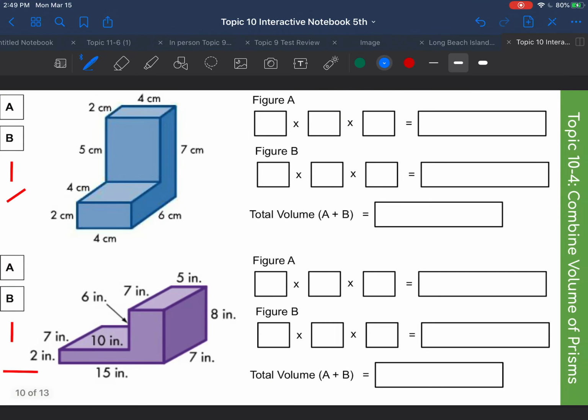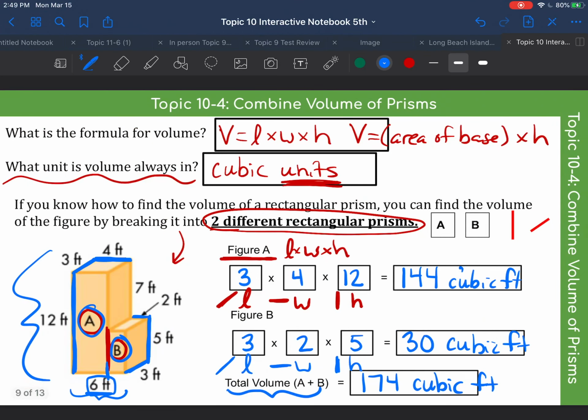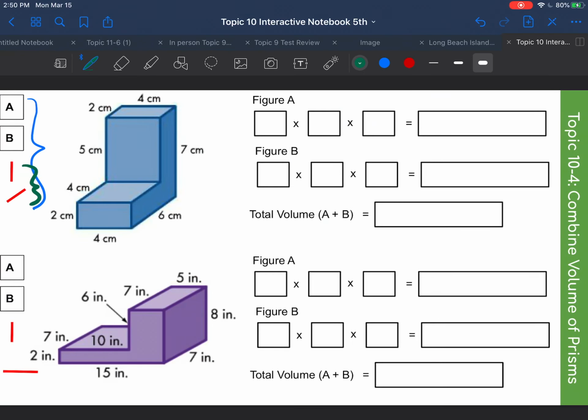So let's look at another example. Now, right here on the side, I have letters and I have little lines. Because if we break up this shape, if you look at this other example, they broke it up this way. But you could, if you wanted to, make it thicker. You could have broken it up this way instead and had a bottom rectangular prism and a top rectangular prism. So that's why I give you 2 lines, because it depends. You can break it up a specific way. It doesn't have to be the same way that I do.